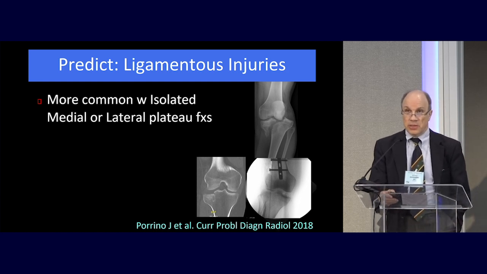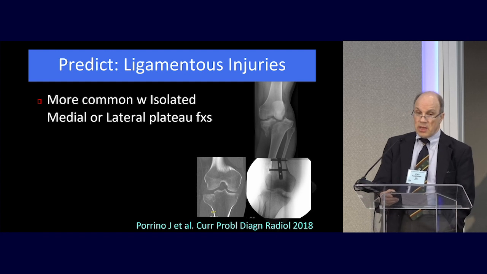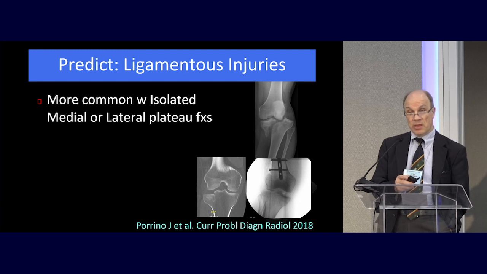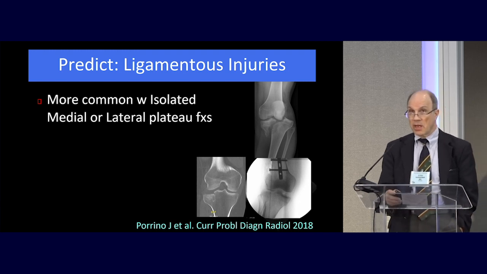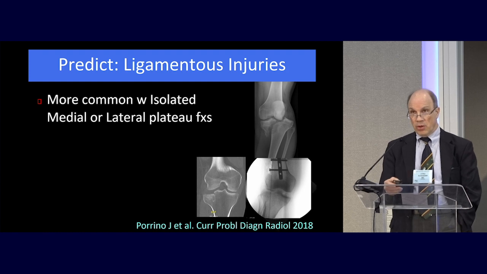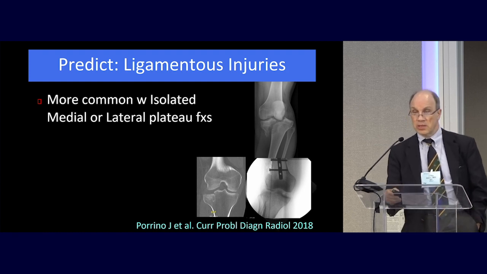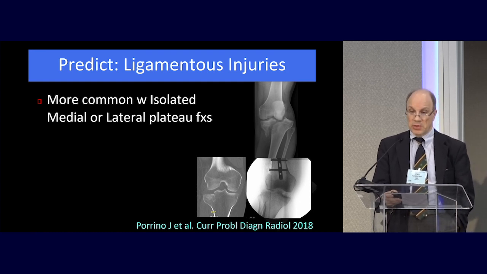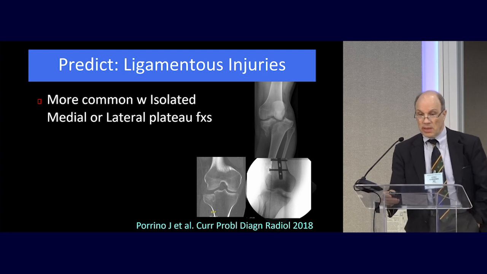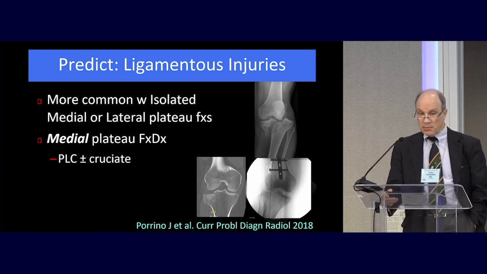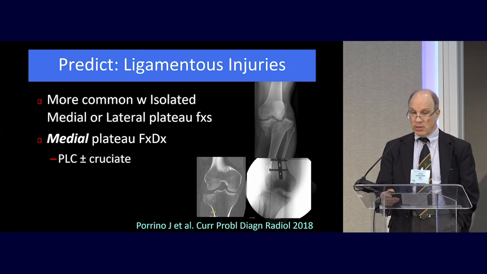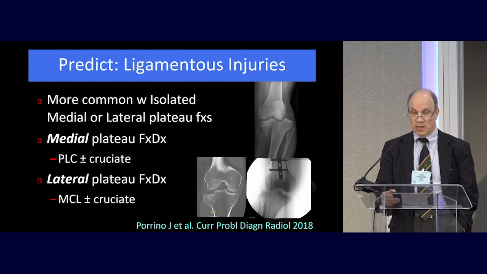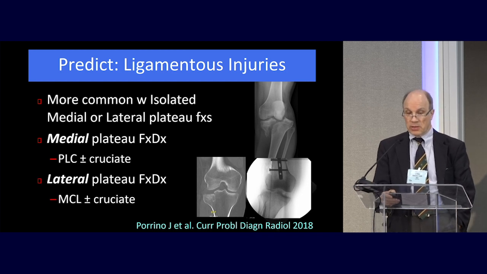How about the ligamentous injuries associated with tibial plateau fractures? It's more common with isolated fractures, actually. It's not more common with the type 6 and more severe injuries. It looks like most of the energy goes through the bone and not the ligaments in these more severe comminuted ones. In an isolated, displaced medial or lateral plateau fracture, like the one you see on the top X-ray, you can predict there's going to be some kind of posterolateral corner or lateral corner injury, plus or minus some cruciate injuries, if you think about the origin and insertion of these ligaments. Again, for lateral plateau fractures, it's on the MCL side.